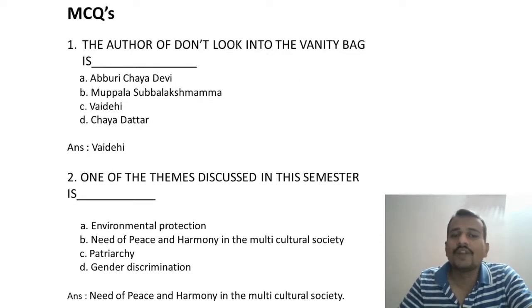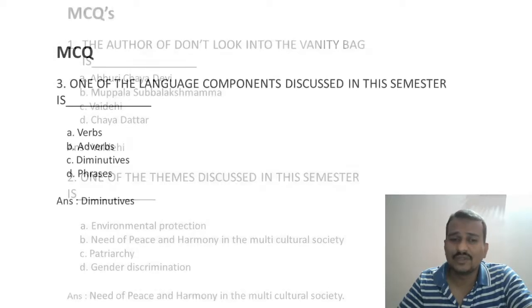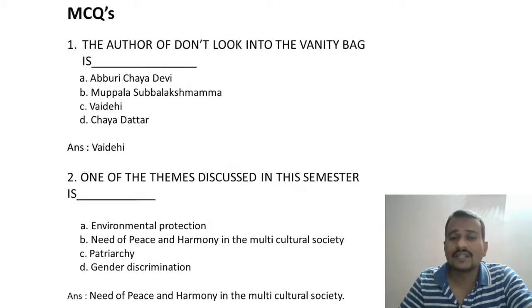question here is, one of the themes discussed in this semester is, so already we have marked the themes discussed in this semester, out of which which is the correct one here. Environmental protection is not discussed. Need of peace and harmony in the multicultural society, yes, it is discussed. Patriarchy is discussed but not explicitly, only in the first poem. Gender discrimination is not discussed here. So the answer evidently is need of peace and harmony in the multicultural society, that is depicted in Three Great Hearts Resolve a Problem.